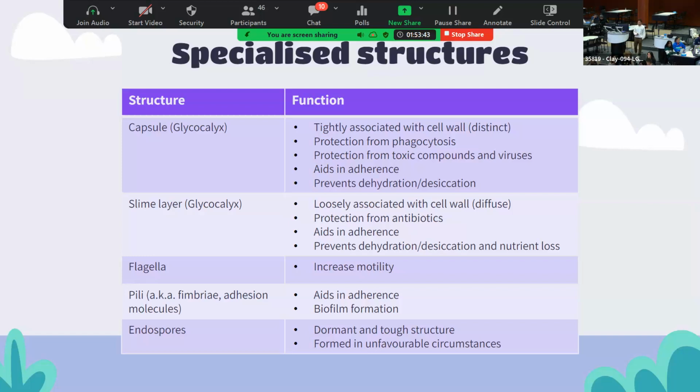You've also got flagella, so that helps them swim. Pili, also known as fimbriae or adhesion molecules, help bacteria adhere to surfaces and adhere to each other so they can form biofilms. And then endospores. Endospores aren't really structures of bacteria, but they're things that they can form, and they're dormant structures which are formed during unfavorable circumstances. And that just protects them and allows them to reactivate when circumstances are more favorable.